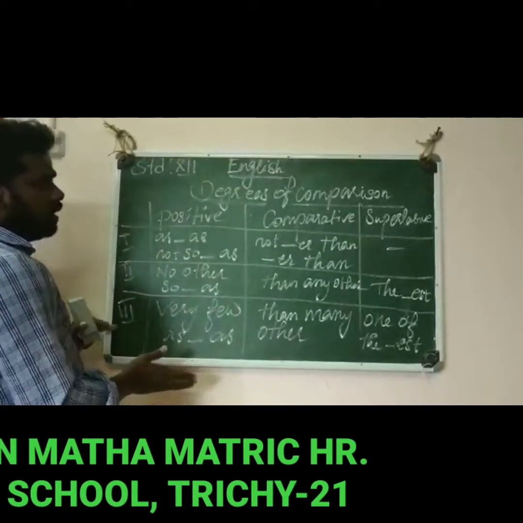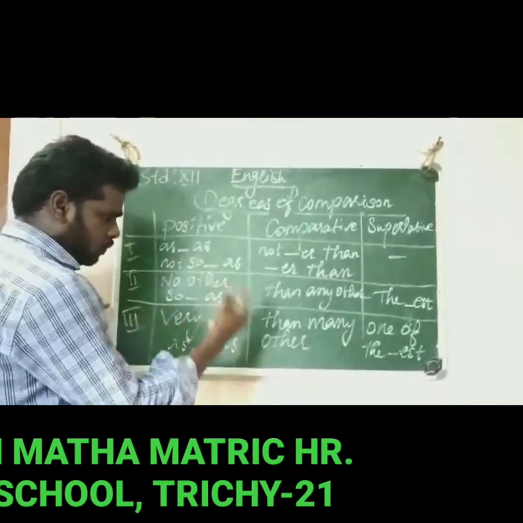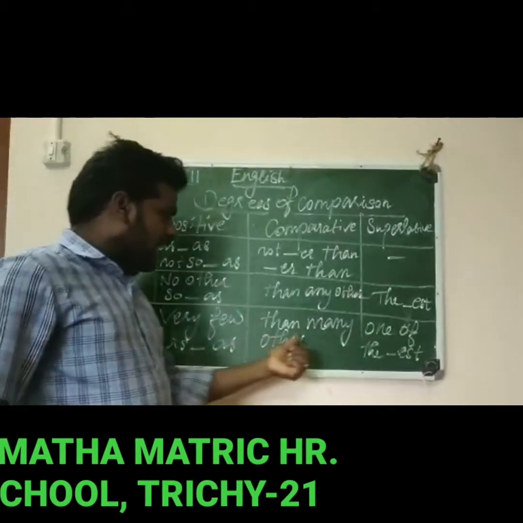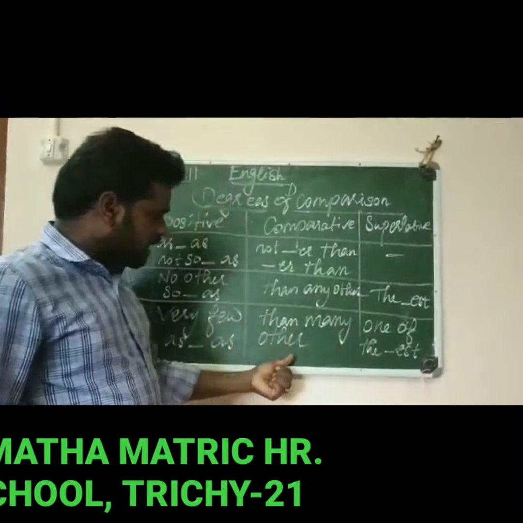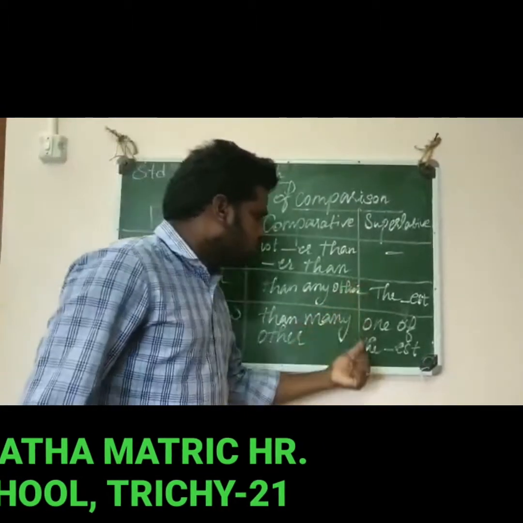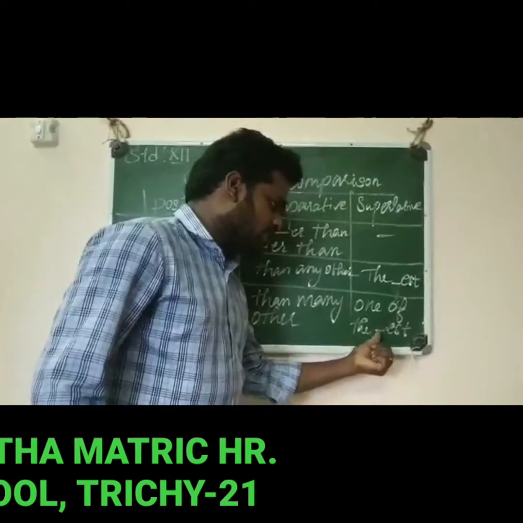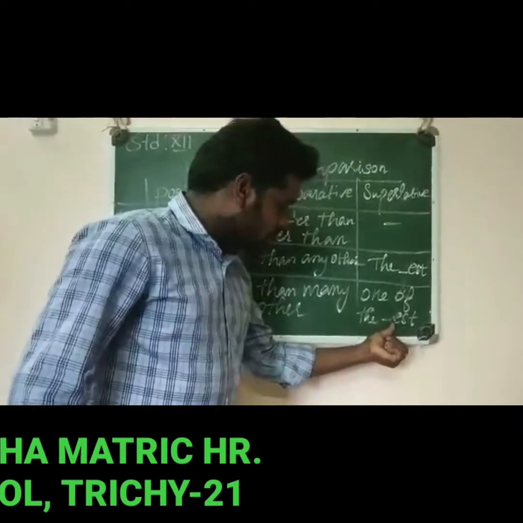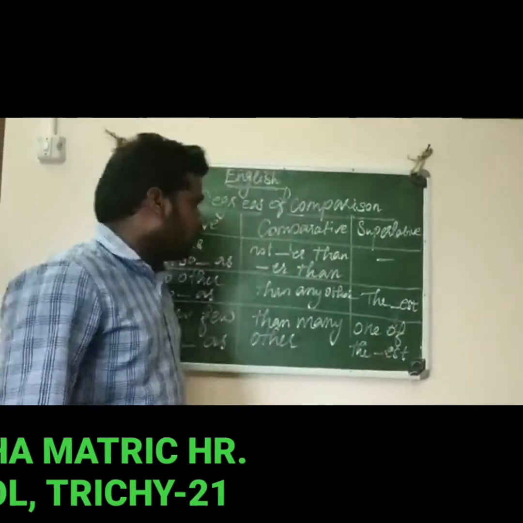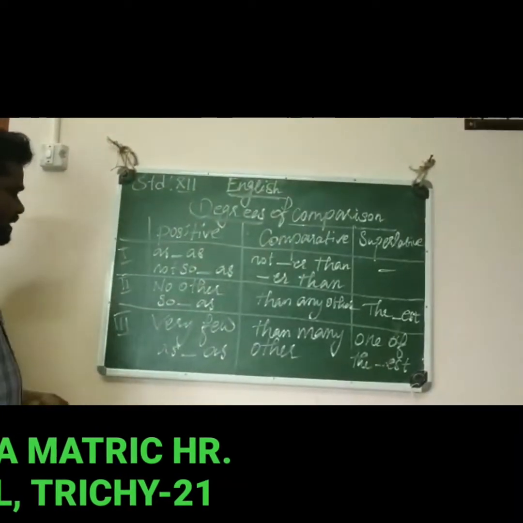Third type: when you change into comparative and superlative, what do you want to make it? Than many other. Here superlative: one of the, est, that is an adjective. Tallest, biggest, greatest, smallest. Okay, let us see the examples.